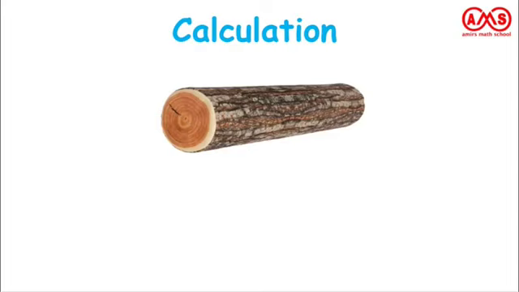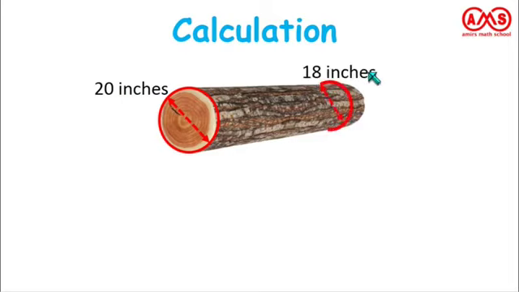Now let's see one example. Suppose this one is our wood log. We take first diameter, which is 20 inches, and the second diameter, which is 18 inches, and this one is the maximum diameter, and this one is the minimum diameter.